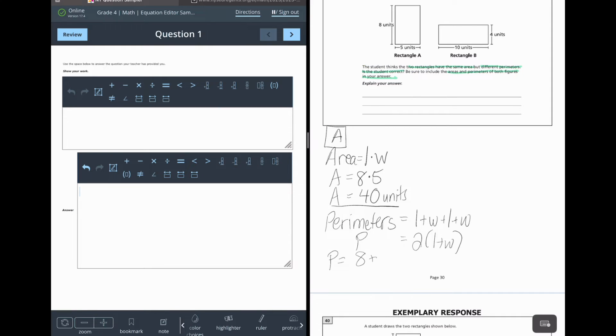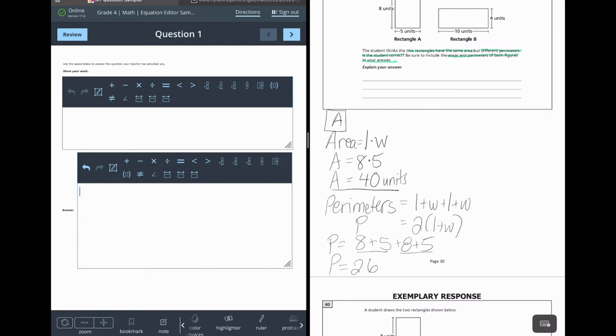So I could do 8 plus 5. Oops, I said 5 and I wrote 8. 8 plus 5 plus 8 plus 5. And 8 plus 5 is 13, and 13 plus 13 is 26. Or I could have done the same thing I said before. Perimeter is equal to 2 times 8 plus 5, and 2 times 13 is 26. Okay, so that's the first one, and I'll do the same thing with B.